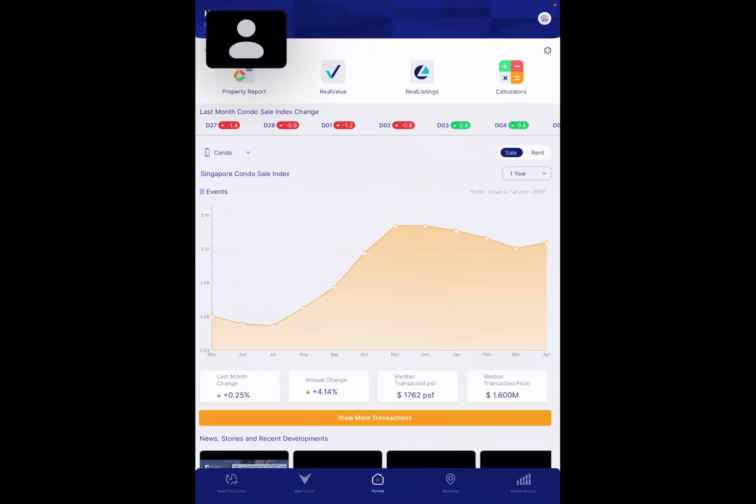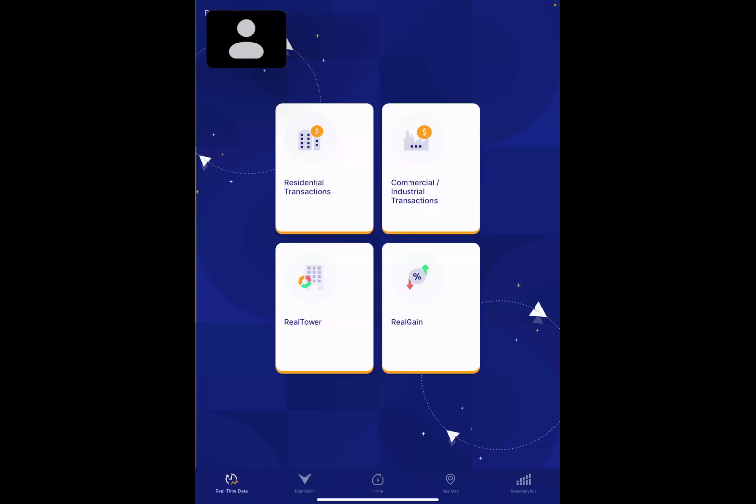When we go into Real Agent, this is the main page that you would see. To look for transaction data, at the bottom of the screen you can see there is real-time data on the left-hand side. When you click on real-time data, you will come to this page. On this page there are a few things you can do. You can look for residential transactions, commercial transactions, see real power, and see real gain. Not to worry, I'll go through all of this together. We will go through residential transactions first.